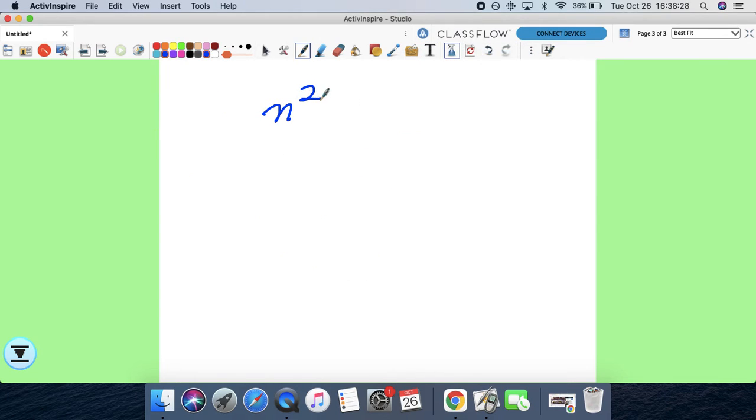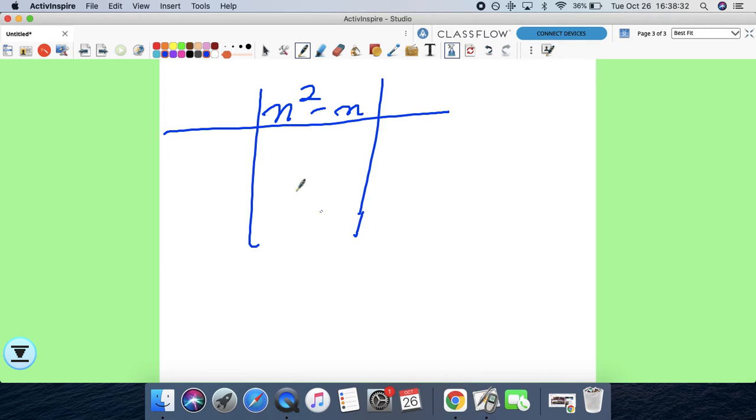Then we have n squared minus n. Okay. When n equals 1, our first term, 1 squared minus 1, so we get 0. When n equals 2, it'd be 2 squared minus 2, which equals 2. 3 would be 3 squared minus 3, so we get 9 minus 3, which is 6.